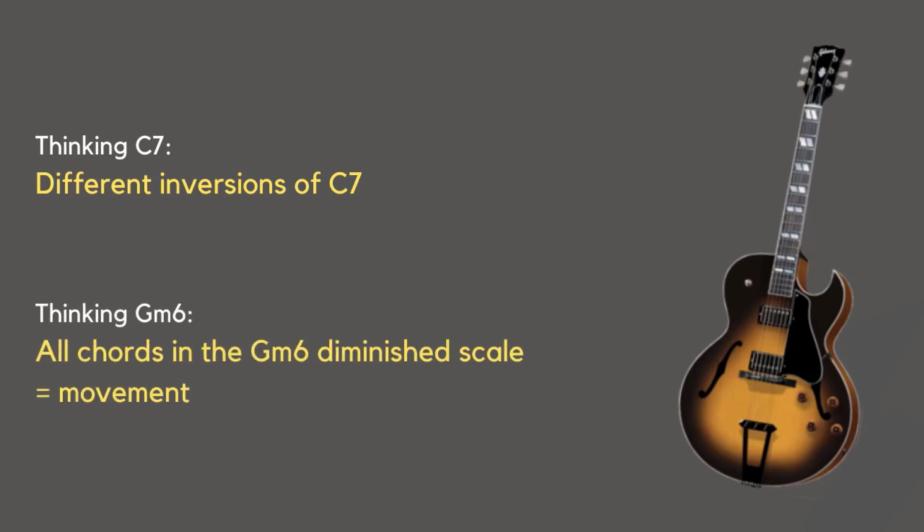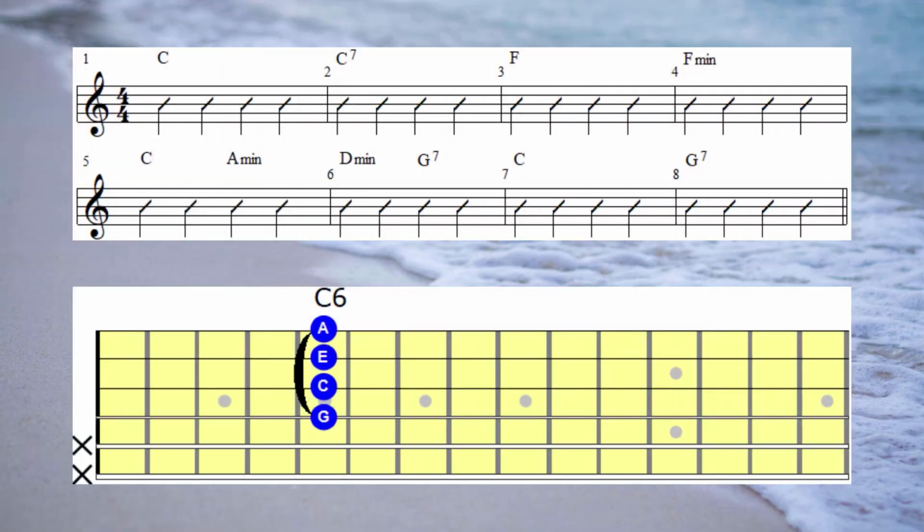However, when I consider the concept of playing G minor 6th for this chord, I can use all the chords in the G minor 6th diminished scale, which of course would be G minor 6 and F sharp diminished. I think the best idea here is to give you a listen to some examples. So let's start with our first example.